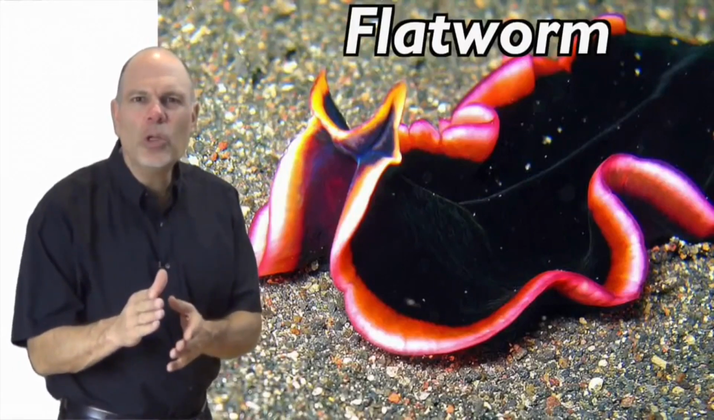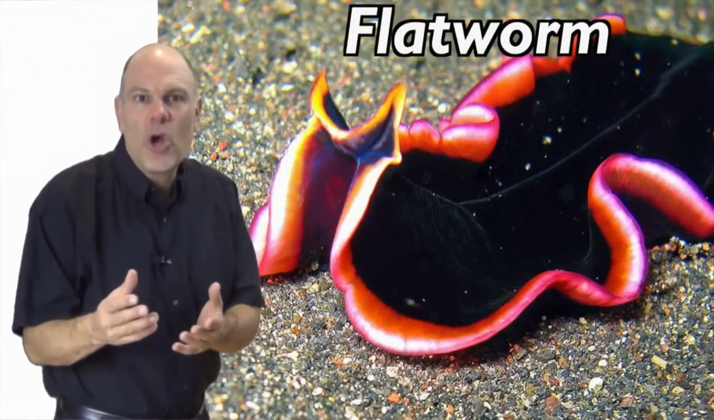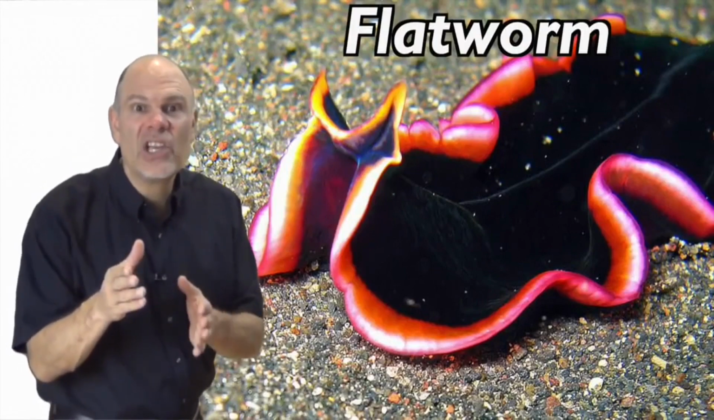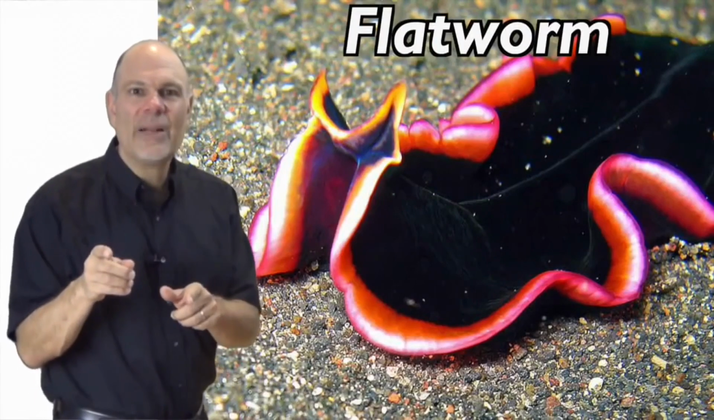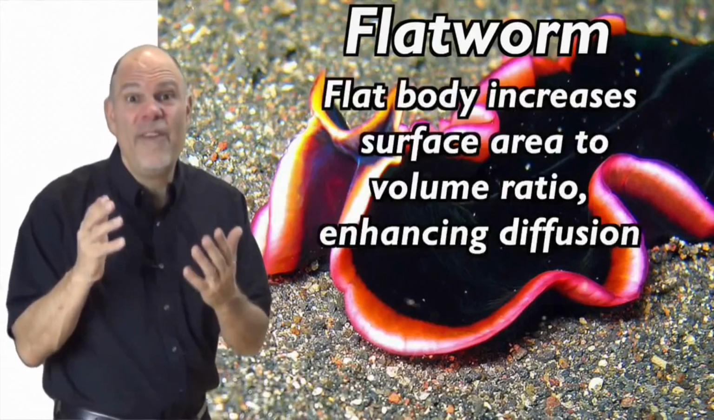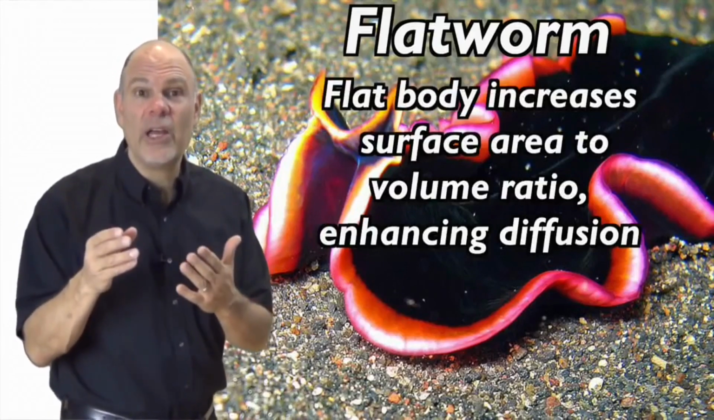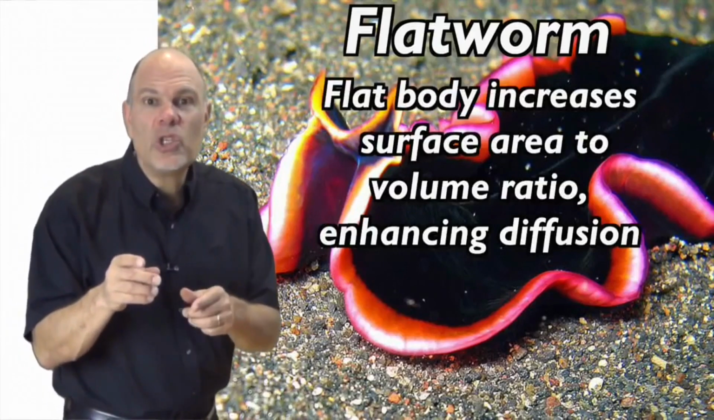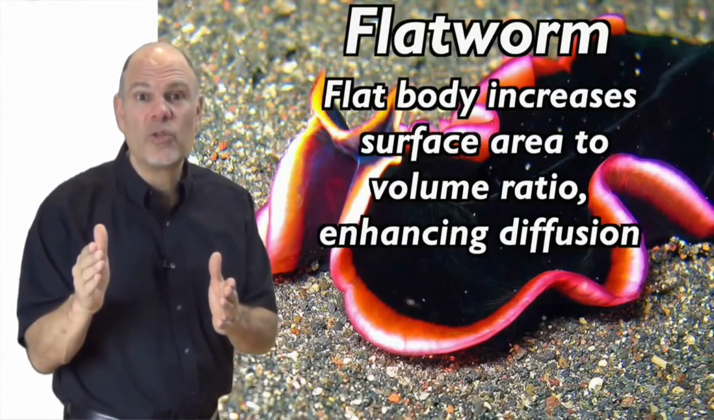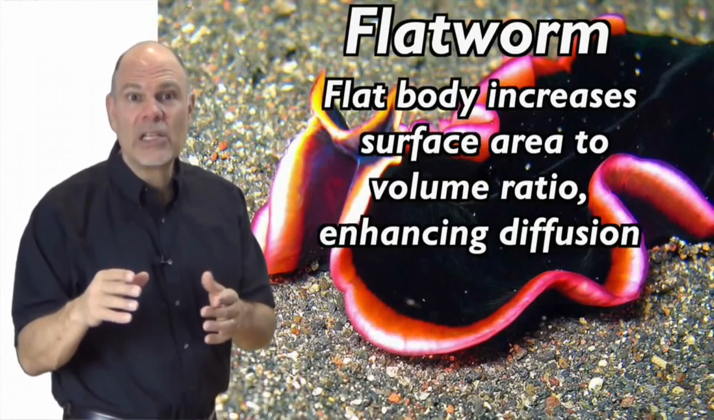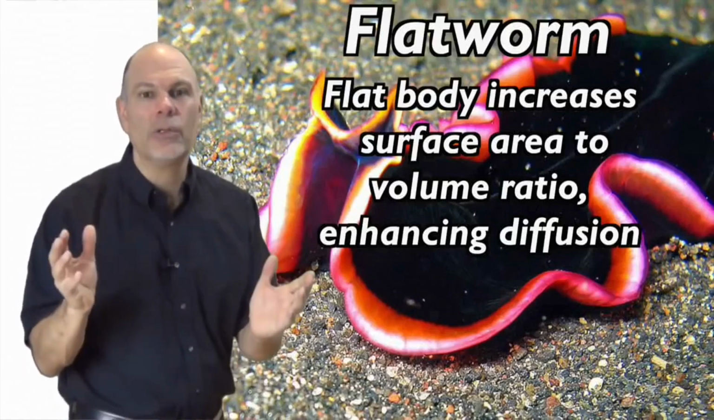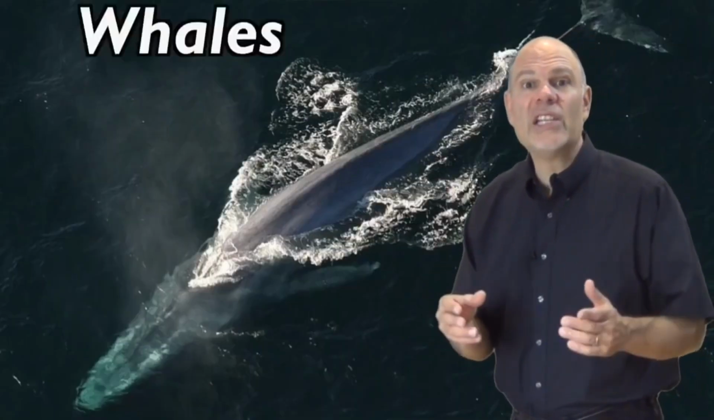No heart, no lungs. How is oxygen getting to all of its cells? How is carbon dioxide getting out? Because these animals are flat, they have a very high surface area to volume ratio. So you can assume that oxygen just diffuses from the surrounding water in, and carbon dioxide from the body cells out. And what about the huge size of whales?